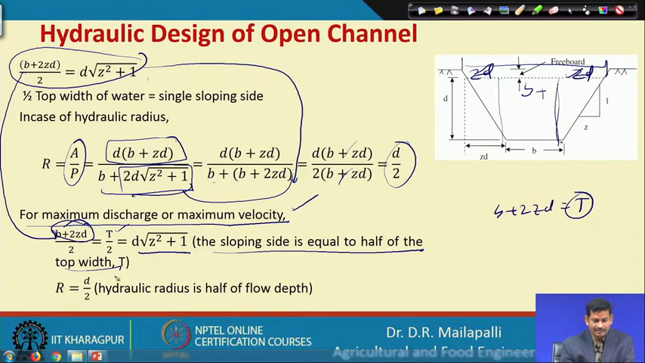So, this is the maximum condition. One condition is that the sloping side is equal to half of the top width, and the hydraulic radius is half of the flow depth. This is the other one, which we got previously. So, these are the two conditions you have to satisfy in order to get the maximum discharge.